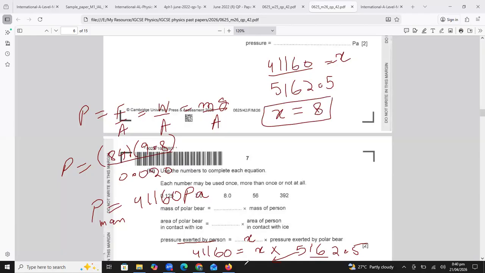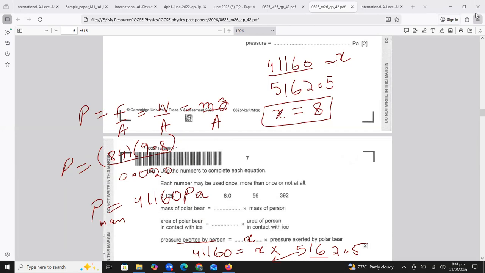I am also getting the same answer, student. So the man is exerting 8 times greater pressure as compared to the polar bear. Can anybody tell me the reason behind this, why the man is exerting greater pressure as compared to the polar bear, although the mass of the polar bear is greater than the mass of the person? Exactly, less surface area. Surface area is less, so it means that the pressure is greater.